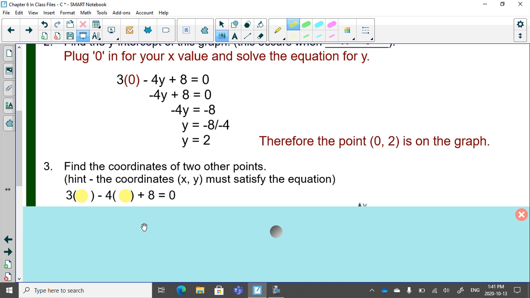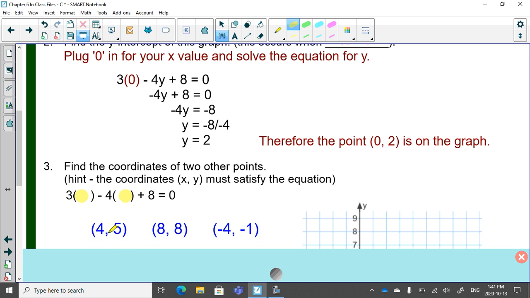Some of the points that I found were this: 4 and 5. So picture putting a 4 right here and a 5 right here. 3 times 4 is 12. Negative 4 times 5 is negative 20. So 12 plus 8 is 20. We take away 20, that gives us 0. This works. Same with 8, 8. I put an 8 here, I get 24, 3 times 8. I put an 8 here, I get 32, but it's a negative. So 24 take away 32 is negative 8, and then I add 8 and I get 0. These were the 2 points that I came up with, although there's more.